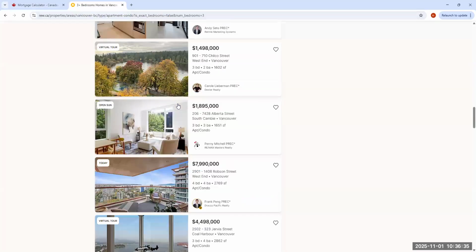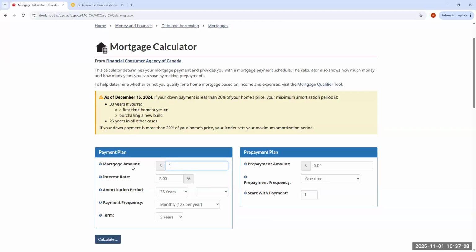Actually, no. Sorry. This is not the mortgage amount. This is the price of the condo, right? The bank is going to ask you for 20%. You have to make a down payment of 1,895,123 times 0.20, that's $379,000. You make the down payment, subtract it from 1,895,123, so your mortgage amount is going to be $1,516,000.